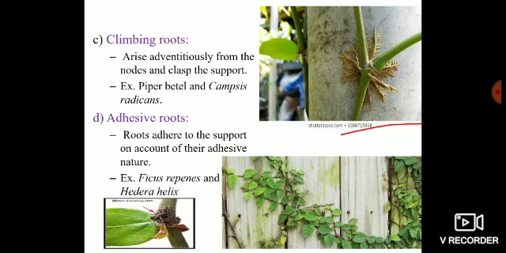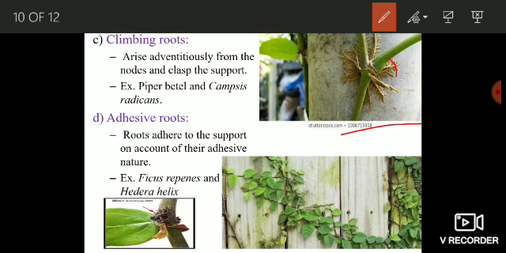The next group of roots which provide additional mechanical support is climbing roots, and these climbing roots arise adventitiously from the nodes and clasp the support. Here you can see this node gives rise to a number of adventitious roots, and these roots help the plant to clasp the support. They help the plant to firmly hold the support. Examples are piper beetle and Campsis radicans.